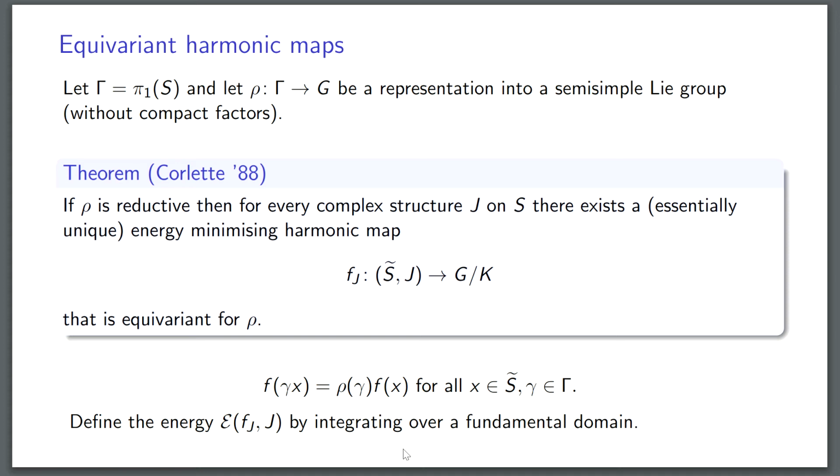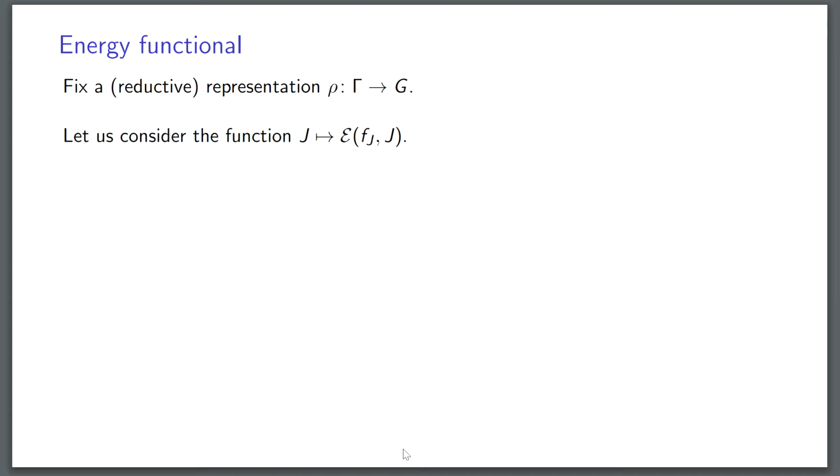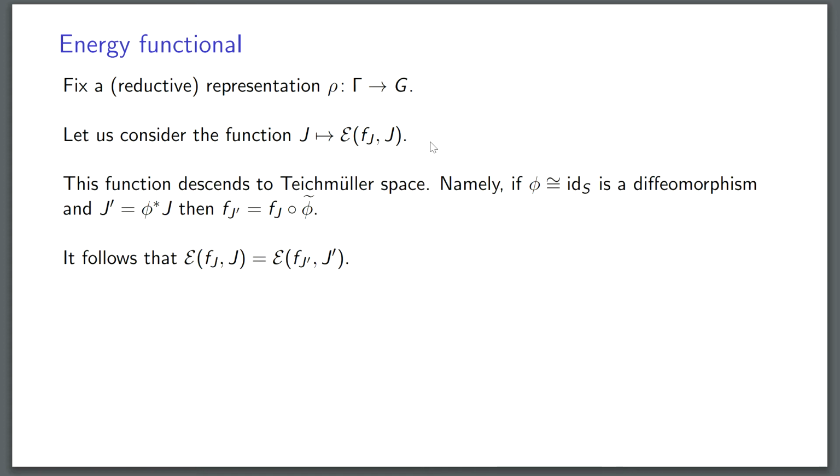With these ingredients now defined, we can introduce what the energy functional is. We fix some representation of gamma into G, and we consider the function that simply assigns to each complex structure the energy of the associated equivariant harmonic map. I now claim that this function descends to Teichmüller space.